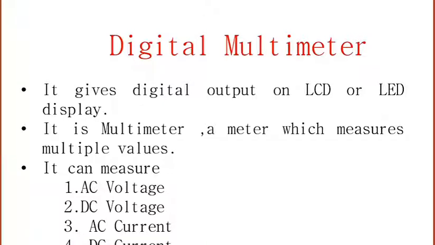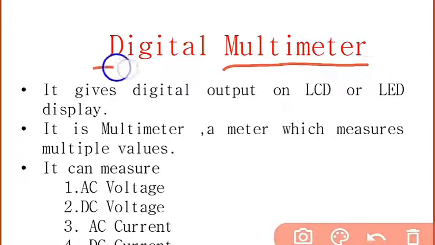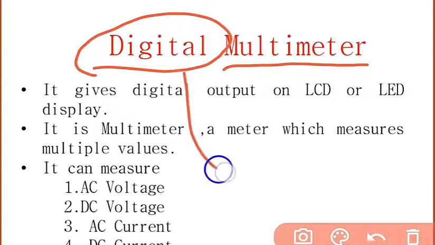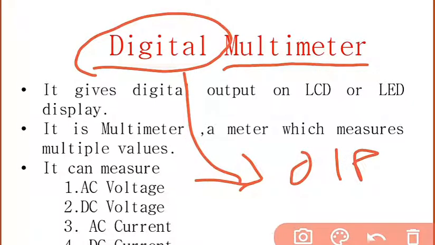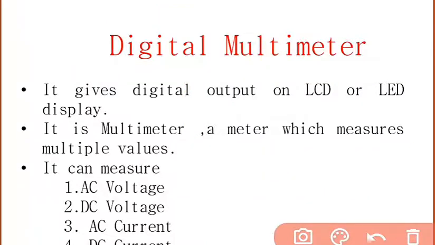Digital multimeter. So multimeter is nothing but measuring multiple values. Digital is nothing but the output is in digital form. So digital output can be on LCD or LED display.